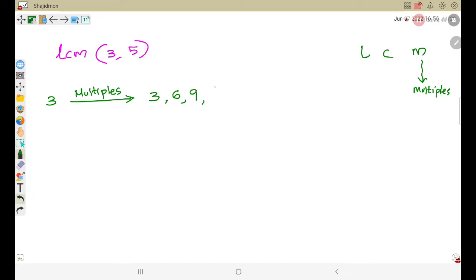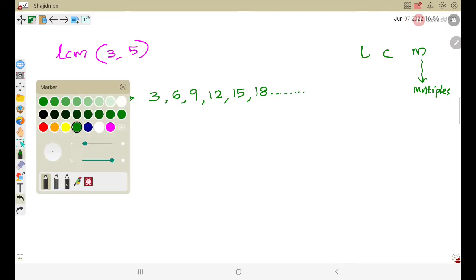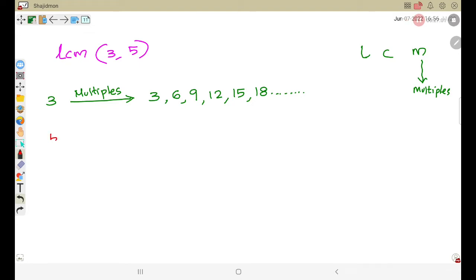9 plus 3, correct, 12. 12 plus 3 is 15. 15 plus 3 is 18. Like that it is going. We cannot write all, just put a dot after that. Now take the second number, 5. Okay, we need to write the multiples of the number 5, correct.